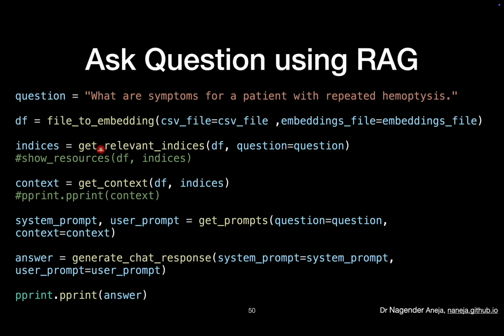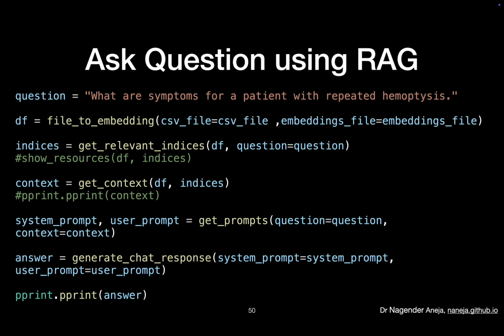So this get relevant indices will convert this question to the question embeddings and will do the cosine similarity and will return us the 3 top embeddings. If we want 5, then we need to write it here. So it will give us the 3 relevant indices. If you want to see those text correspondences, go ahead and call the show resources. But right now we are not interested.